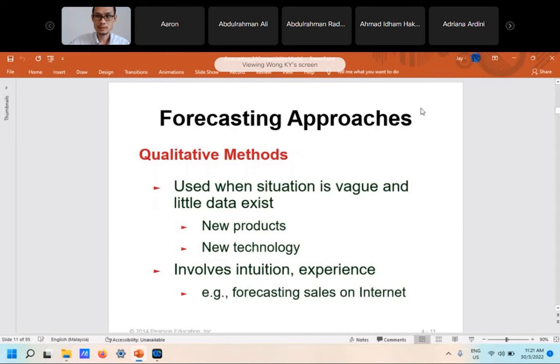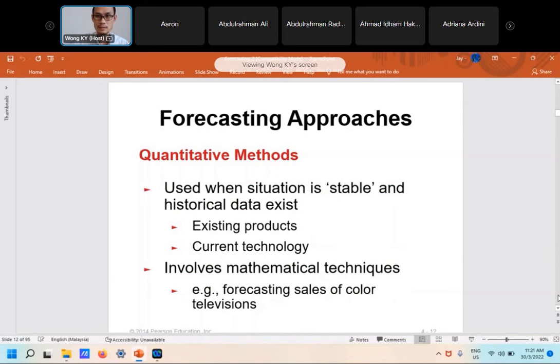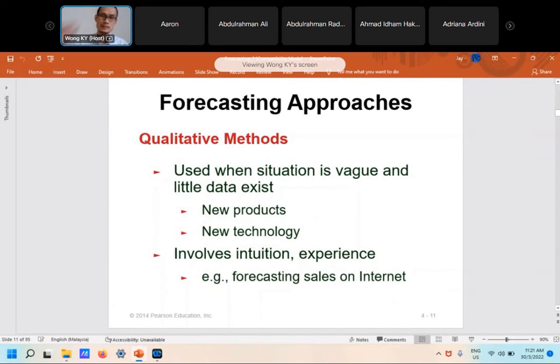Right, forecasting approaches. You can use qualitative methods. You can also use quantitative methods. Right, qualitative methods basically is the simplest. Okay, what you do is you just use your intuition, your experience, your gut feeling, and just forecast. Okay, as simple as that. That is qualitative method. So basically, it's based on opinions. Okay, based on opinion, and it's used when the situation is not clear, is vague, and where little data exists.